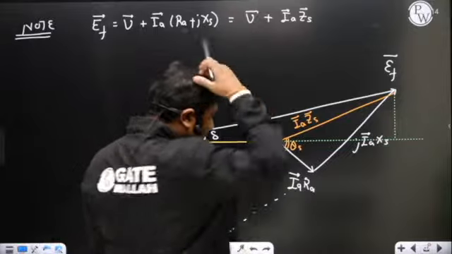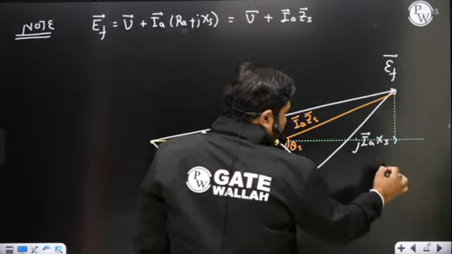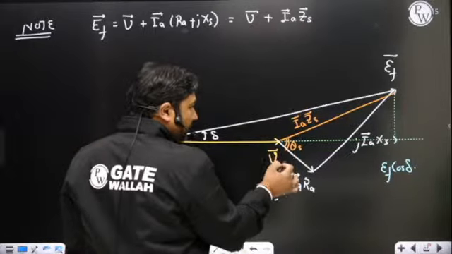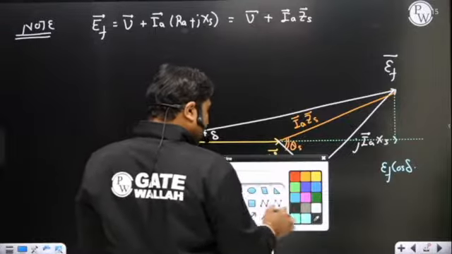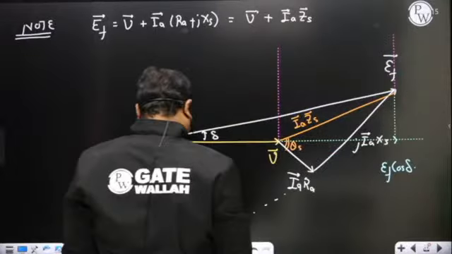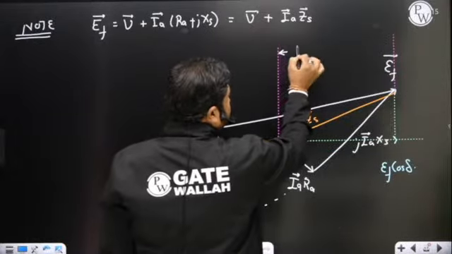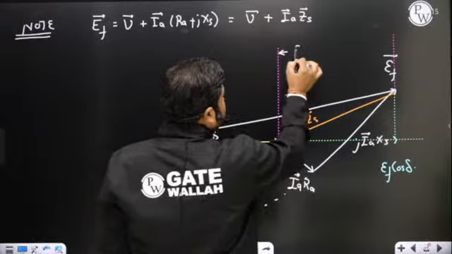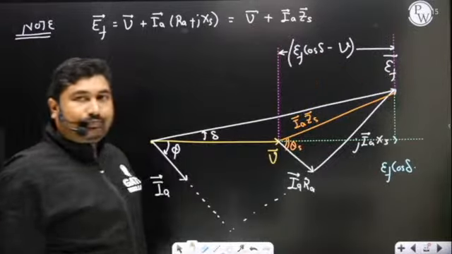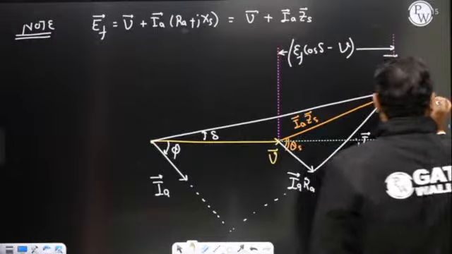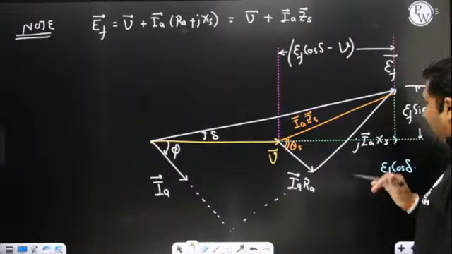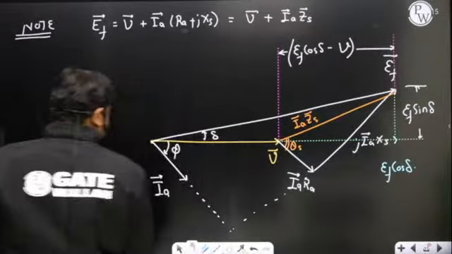What can I write for this one? We can write it as EF cos delta. And what is V magnitude wise? What is this portion of the line representing? It is representing EF cos delta minus V. Very important. What is this line representing? This line is representing EF sine delta.